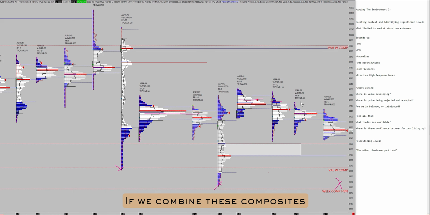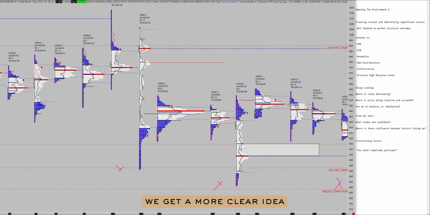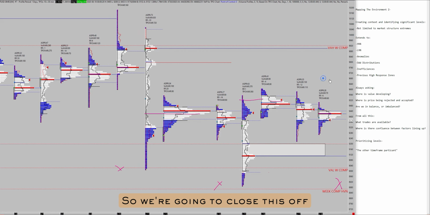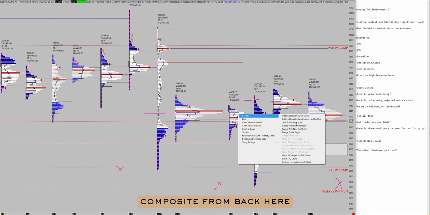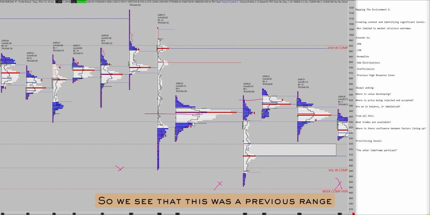If we combine these composites, we get a more clear idea because we have 2 back-to-back days where one engulfs the other and the entire value area is in the prior. So we're going to close this off. So we know that of the significant levels right here, this level right here lines up with our previous range composite from back here. So we see that this was a previous range we were accepted within.